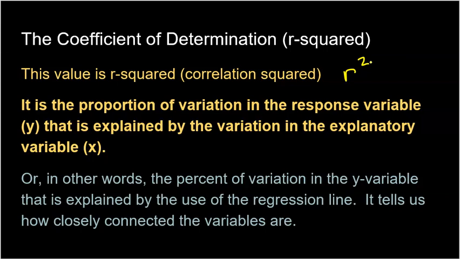Now, what does R squared tell you? Well, it is the proportion of variation in the response variable that is explained by the variation in the explanatory variable. This is definitely a tough concept to understand, but think of it like this. How related two variables are is what we're exploring in this entire unit. And think of the R squared as a percentage, right? It's a proportion, a percentage, and it tells you how linked these two variables are.